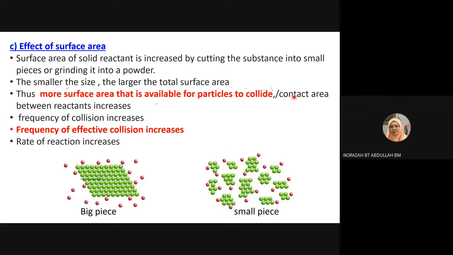So you can also say contact area between reactants will be increased as you make it smaller piece. So frequency of effective collision rate would increase because senang bertemu, berlanggar, menghasilkan tindak balas lah. So frequency of effective collision akan increase. Rate will be increased.